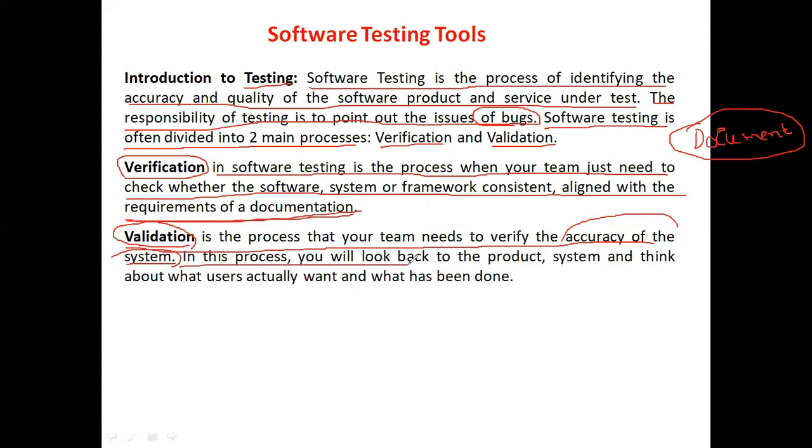In this process, you look back at the product system and think about what the user actually wants and what has been done. What the user thinks about the software and what your actual design is. So that is validation. Verification is whether the design is as per the requirements of the documents or not. Validation is whether the design meets the user requirements or not. That means we check the accuracy of the system in validation.